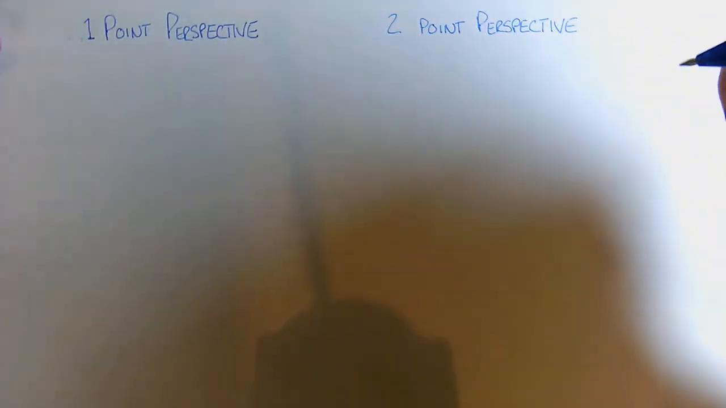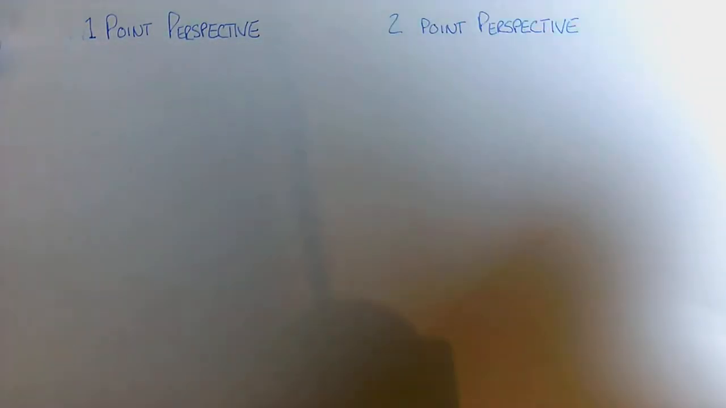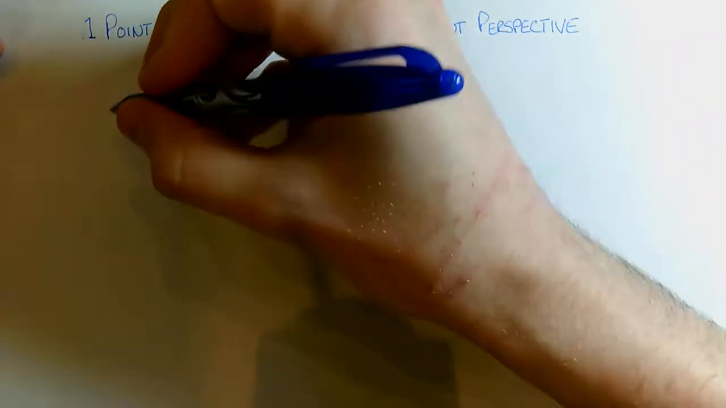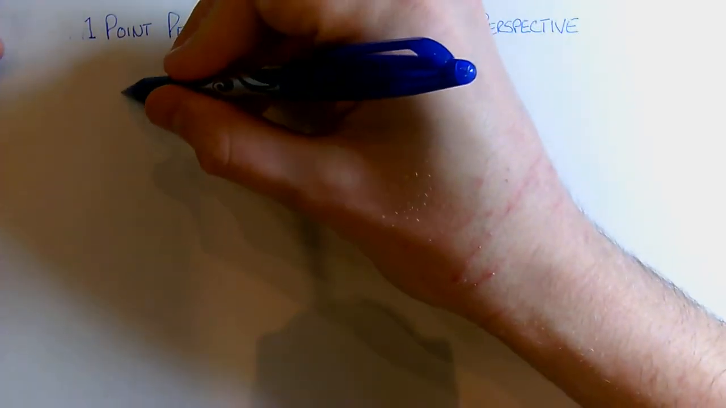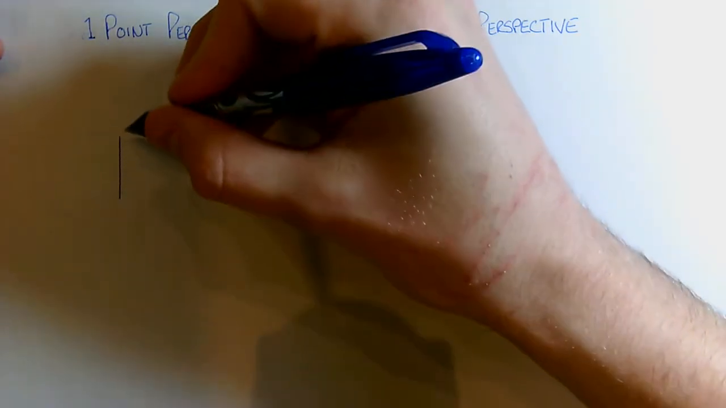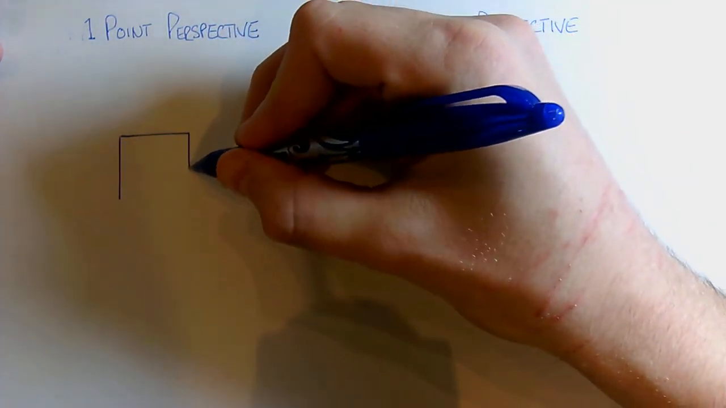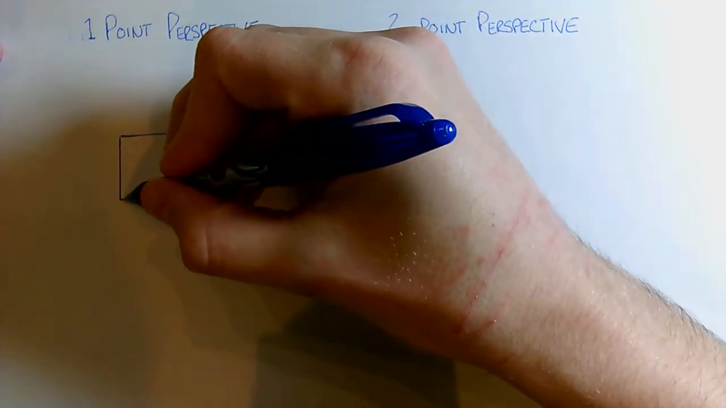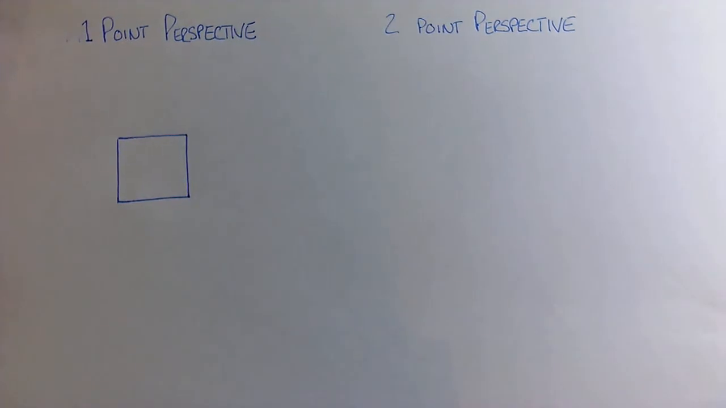So, 1-point perspective. If you remember, we always have a starting point for our shapes. In isometric, you started off with the bottom corner. For 1-point perspective, let's say we want to draw a basic cube again, just like we did for the first isometric sketch. To start off our 1-point perspective, we want to draw one side of the shape that we want to create. I want to create a cube, so there is my square right there.